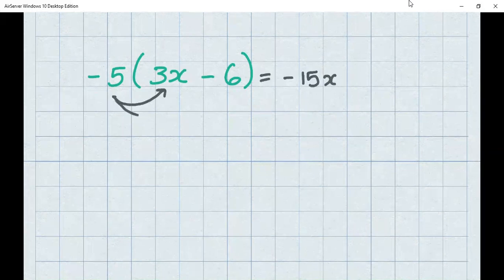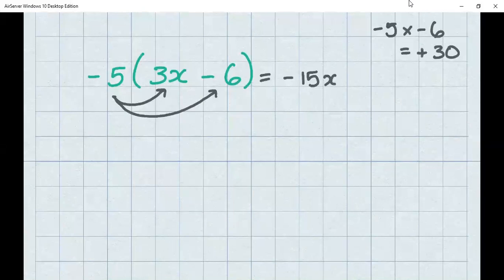And now I've got this one here, which is minus 5 times minus 6. I know 5 times 6 is 30. A minus times a minus is going to be positive. So we can just write that as 30. So I'm going to add on 30 here.